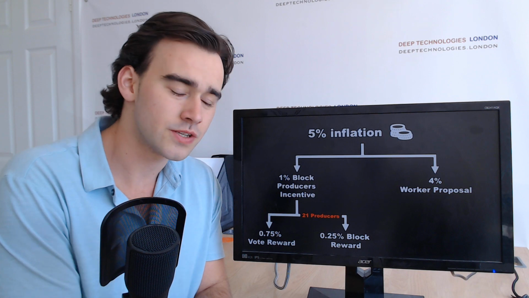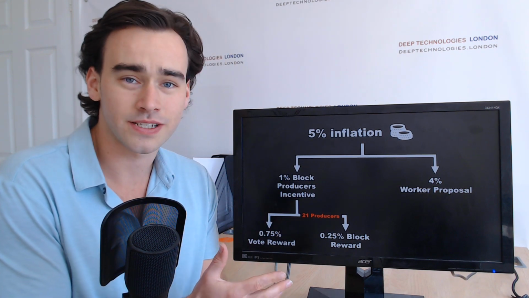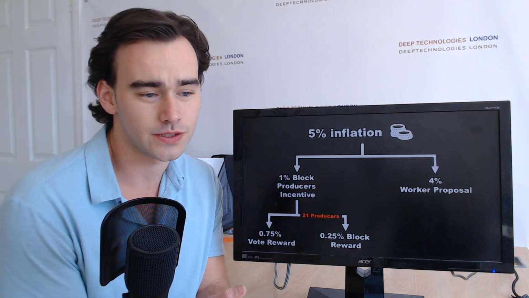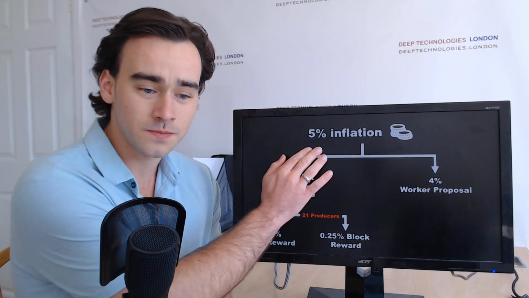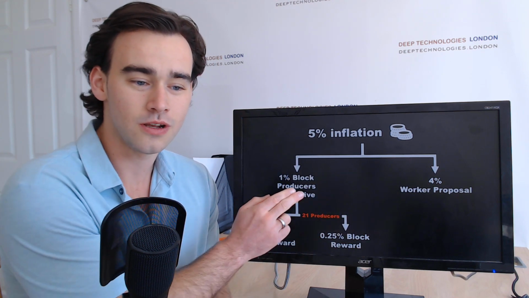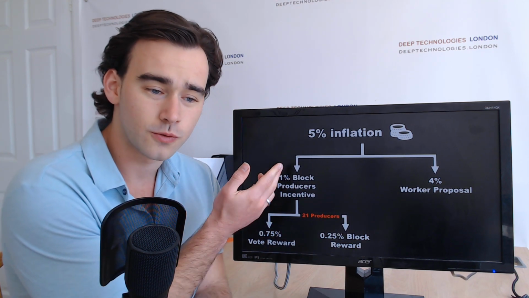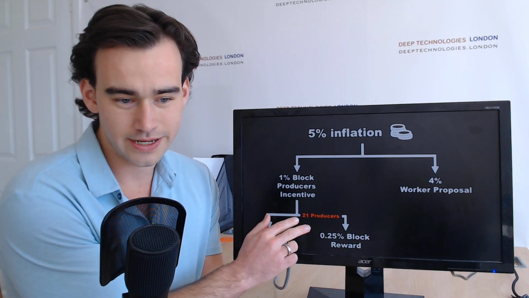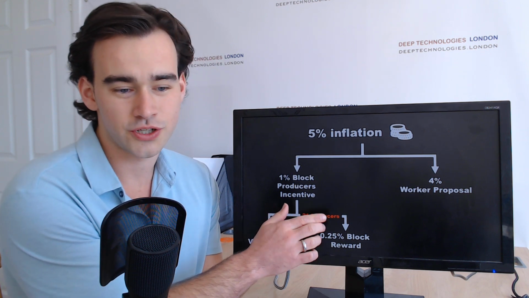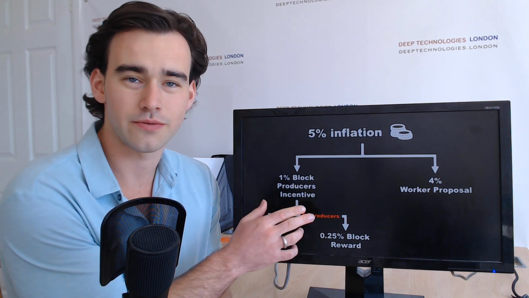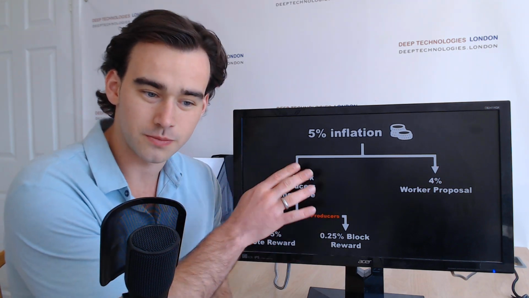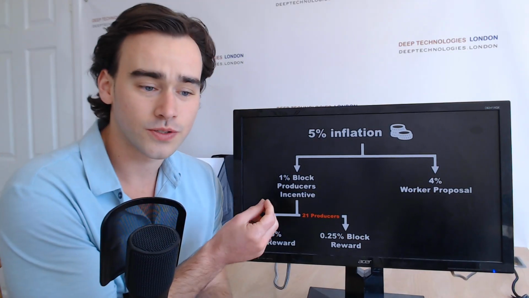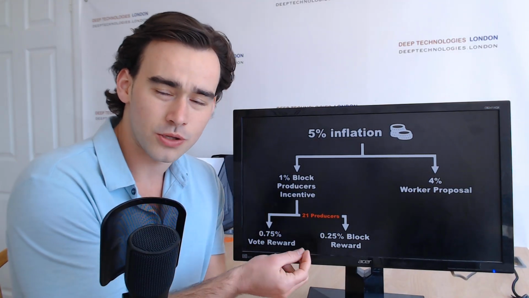Okay, so to summarize the economics of EOS, again from quite a high level abstracted point of view: 5% inflation, 4% for worker proposals, 1% for block producers incentive, which is split 2 ways. 21 producers get 0.25 of the block reward, and it's only for the block producers. And then finally the 0.75 vote reward is divided between all of the standby nodes and the block producers.